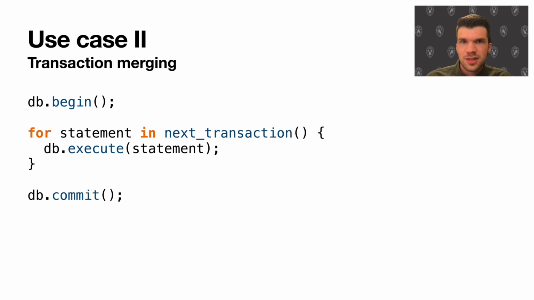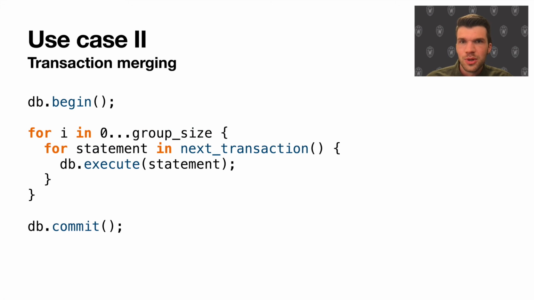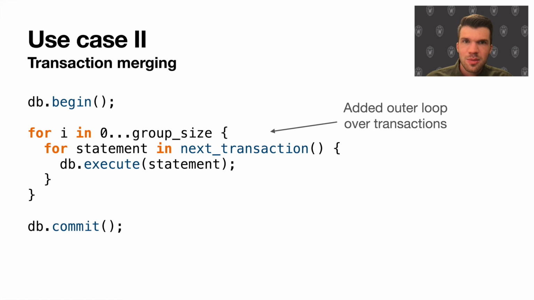Our second use case is transaction merging to reduce costly writes to stable storage. A typical transaction processing thread looks like the following. After executing each statement in a transaction, the thread commits the transaction, which typically involves flushing parts of the transaction log to stable storage to make the transaction durable. Transaction merging adds an outer loop over multiple transactions, delaying the commit until the statements of multiple transactions have been executed by the data platform.